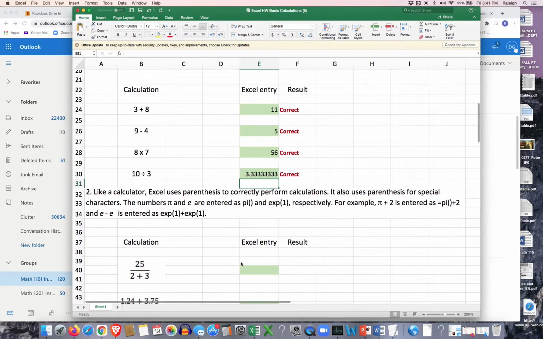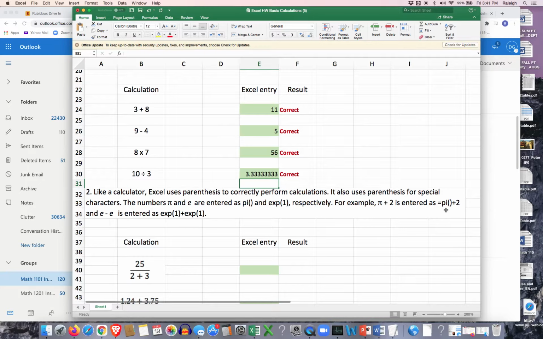And like a calculator, Excel uses parentheses to correctly perform calculations, especially if PEMDAS is not in effect. It also uses parentheses for special characters, such as pi and e. I don't think we're going to see either one of these. I know we won't see pi. It's very unlikely we'll see e. I don't expect to give you that. We will have logs, but not exp, the letter e, of course.